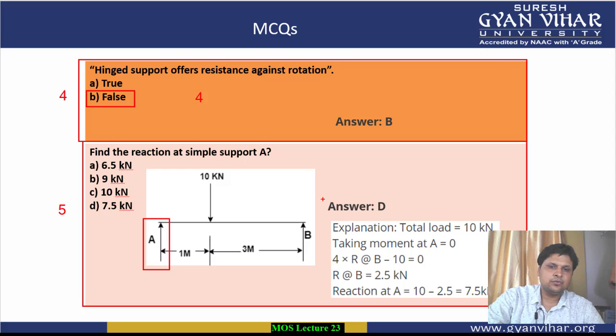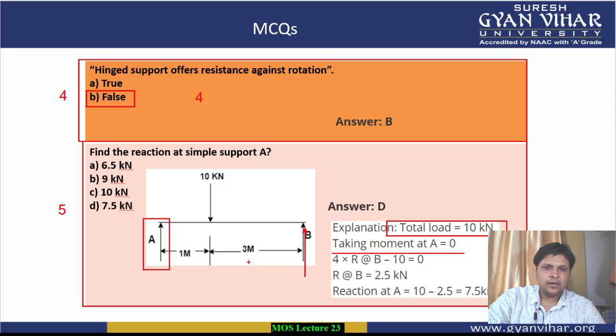We will use the two conditions of equilibrium. Since the total load going downward is 10 kilonewton, this means RA plus RB will be equal to 10. And the second equation, taking moment about point A: on one side it will be 4 into RB, since the distance of this reaction is 3 plus 1, so 4 into RB.